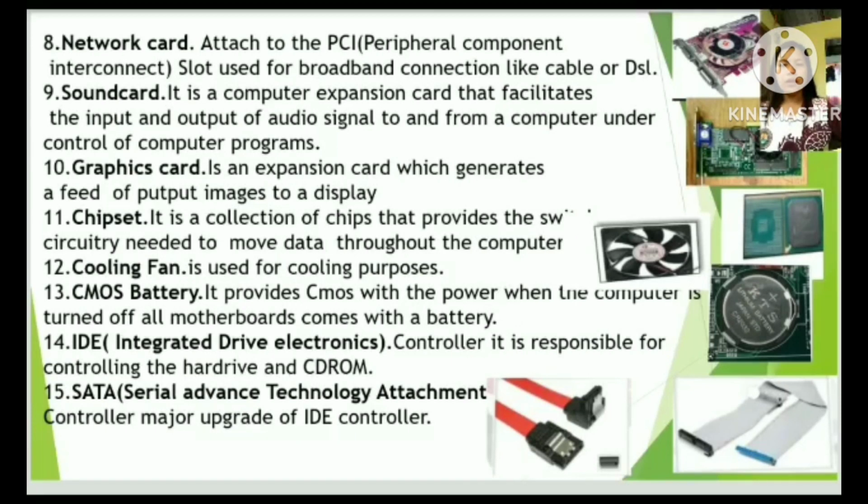CMOS battery. It provides CMOS with the power when the computer is turned off. All the motherboards come with a battery. These batteries mount on the motherboard in one of three ways: obsolete external battery, the most common onboard battery, and built-in battery. The CMOS (complementary metal oxide semiconductor) battery in the computer is used to store the hardware configuration settings. It also keeps a record of the date and time when the computer is switched off.